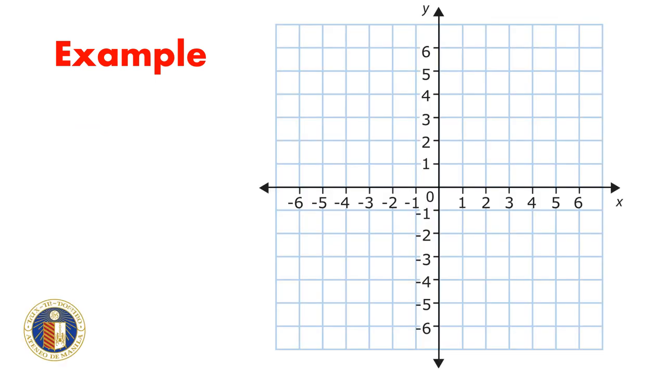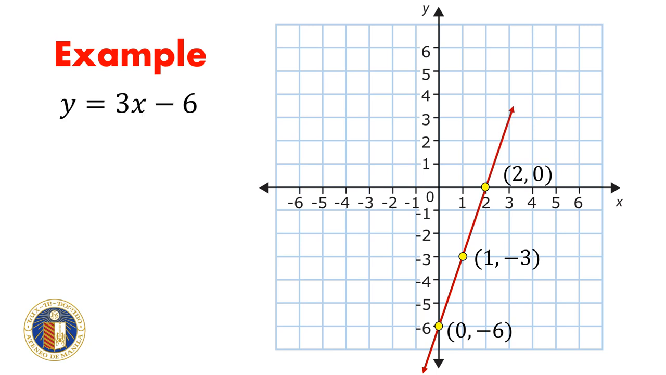Now, we plot the points 0, negative 6, 1, negative 3, and 2, 0 on a Cartesian plane. Then, we connect the three points to graph the linear equation.